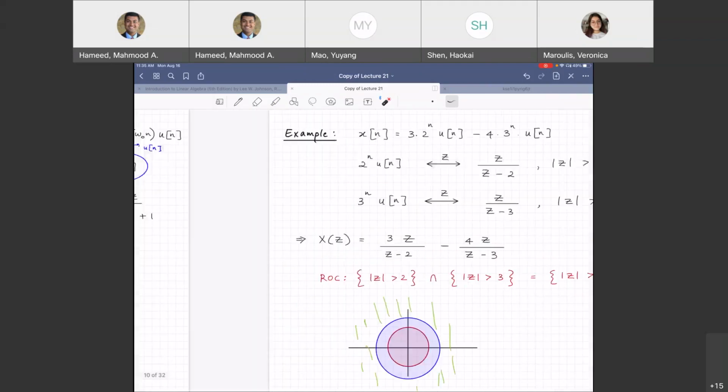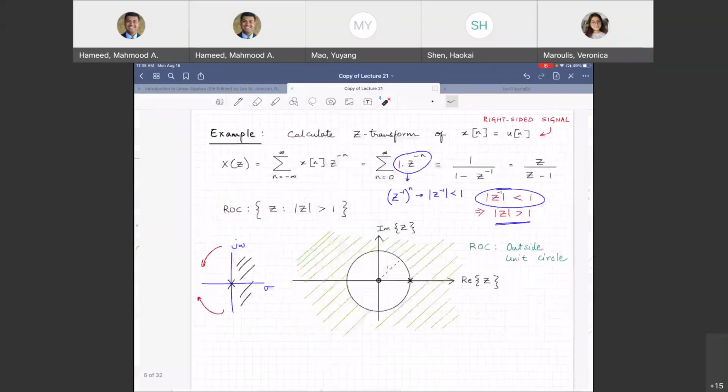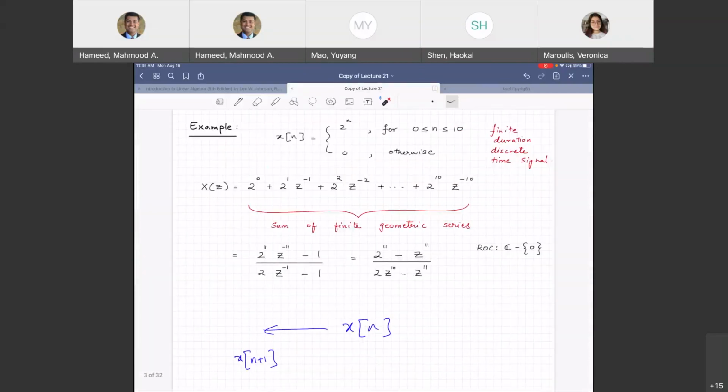So if I go back, take a look at this example. Suppose I have this x of n. If I were to advance it, meaning I'm moving it left, then instead of this being defined from 0 to 10, it will now be defined from negative 1 to 9. But it will have a negative value in n.